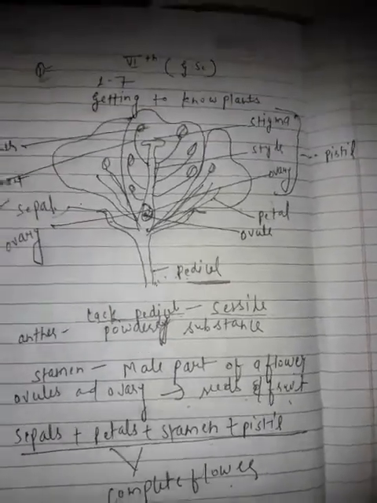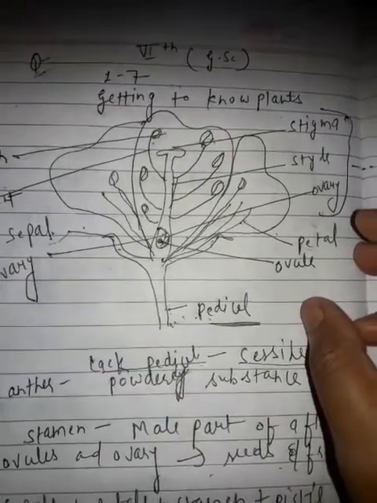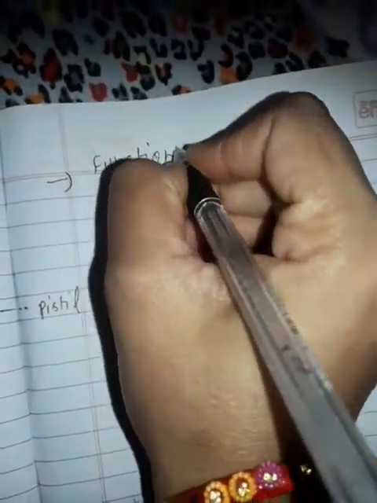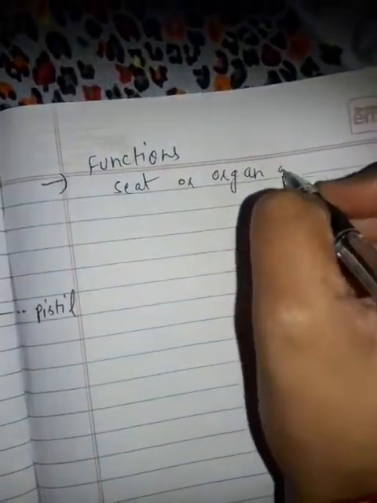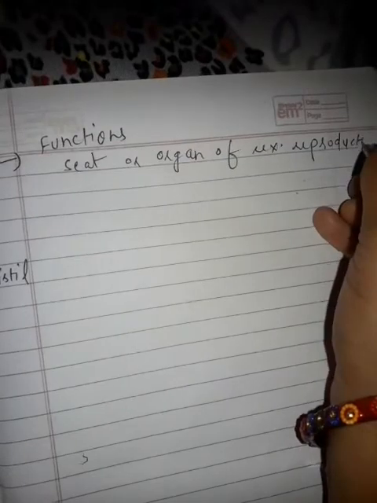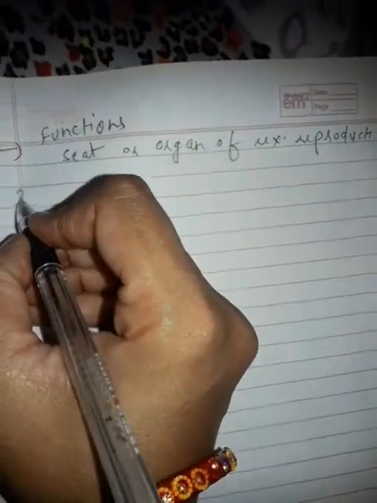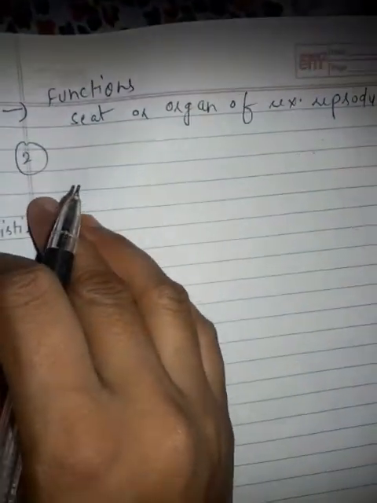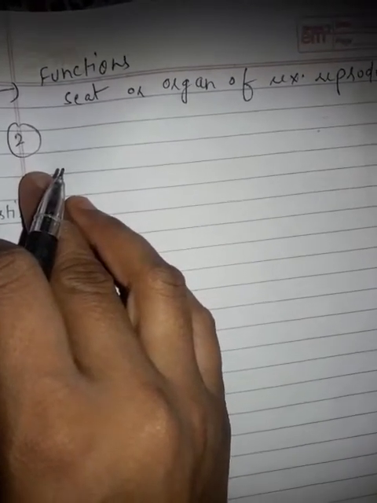And functions: what is the function of a flower? A flower is the seat or organ of sexual reproduction, and it results in the formation of fruits and seeds. And seeds on germination give rise to new plants.